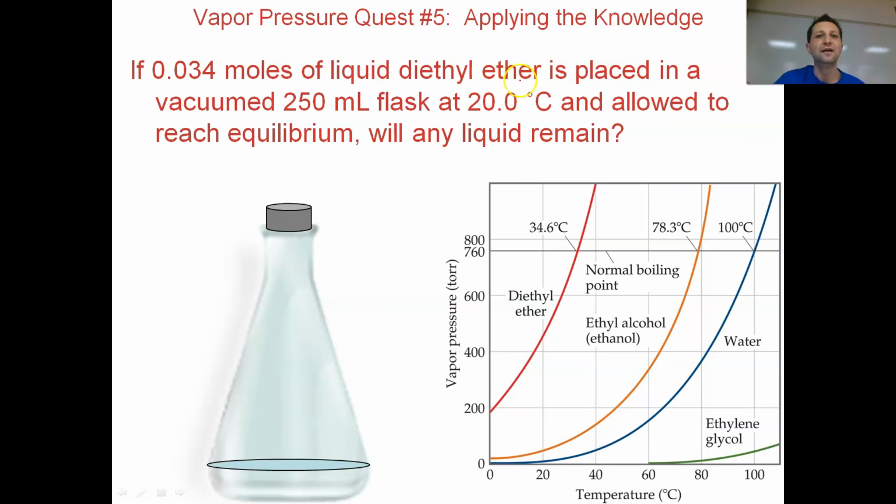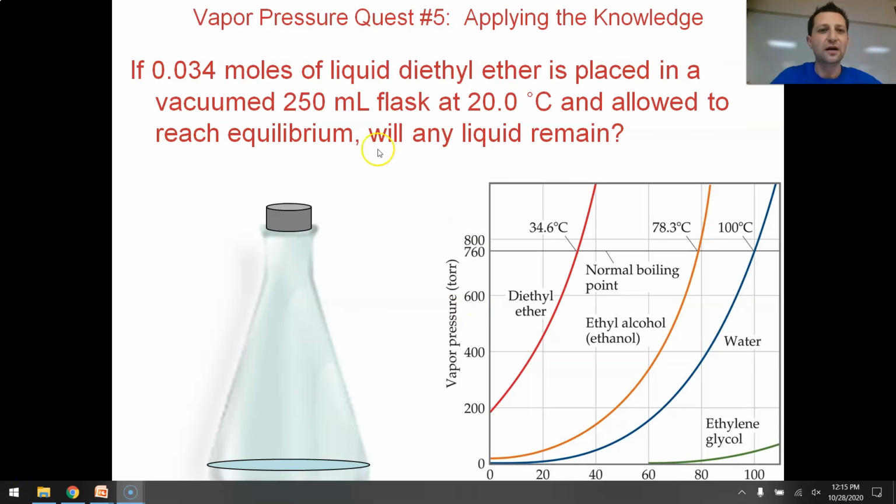All right. Number 5, as we wrap up some of this here: if 0.034 moles of liquid diethyl ether is placed in a 250 mL flask at 20 Celsius and allowed to reach equilibrium, will any liquid remain? Okay, so let's think about how we have to approach this question.